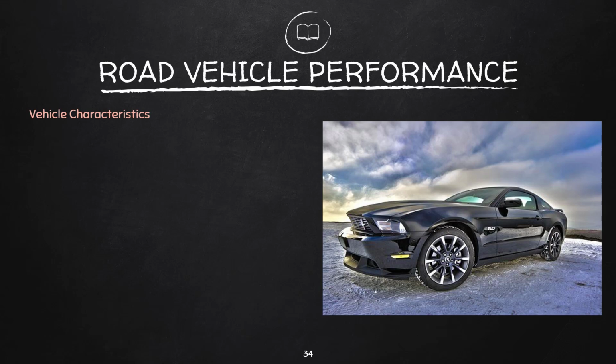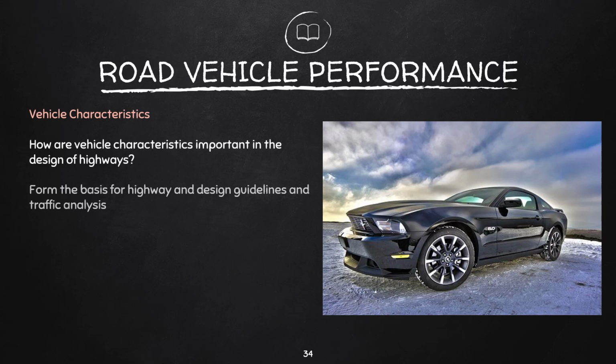We also consider vehicle characteristics. How are vehicle characteristics important in the design of highways? One of the characteristics that affect the design of highways are the tires, the maximum speed that the vehicle can achieve, or in what time interval they can achieve that maximum speed. So those are some bases in highway design and traffic analysis.